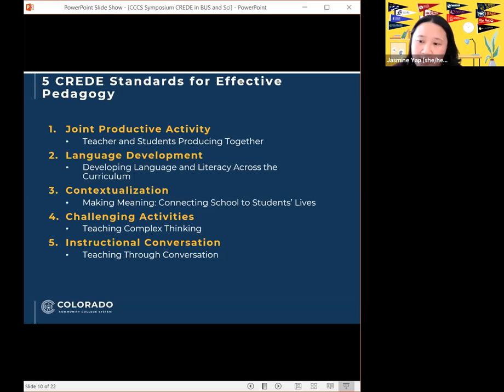Challenging activities. So part of our job is to teach those critical thinking skills and higher level complex thinking skills. And then finally, instructional conversation. So rather than me speaking the whole time, am I the only one speaking? There's an old saying in K-12 that whoever does the talking does the learning. So if I'm doing all the talking, I'm doing all the learning, right? So the idea is to break the socialization to silence in the classroom and have students do the talking.